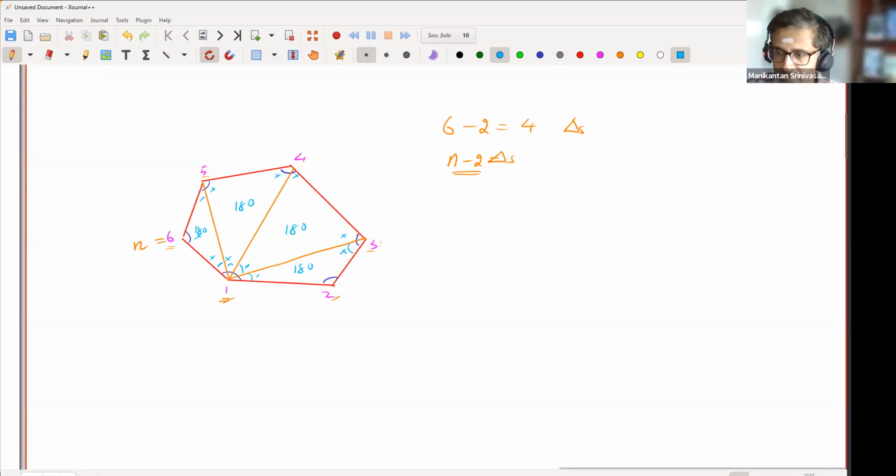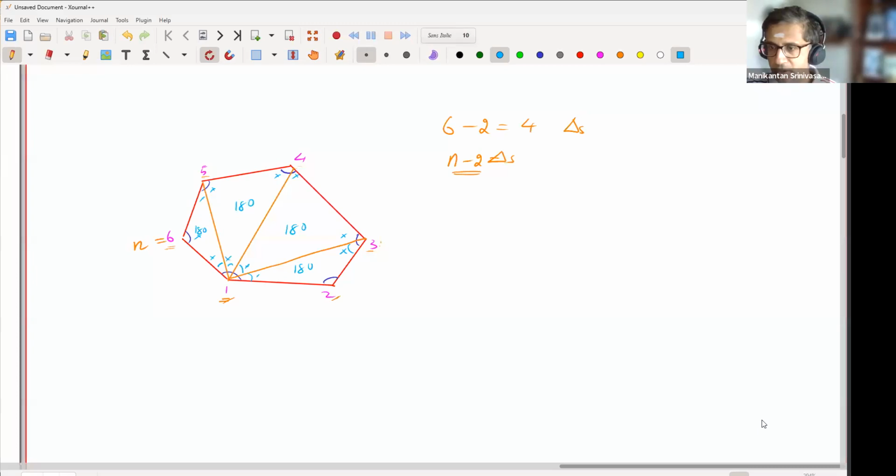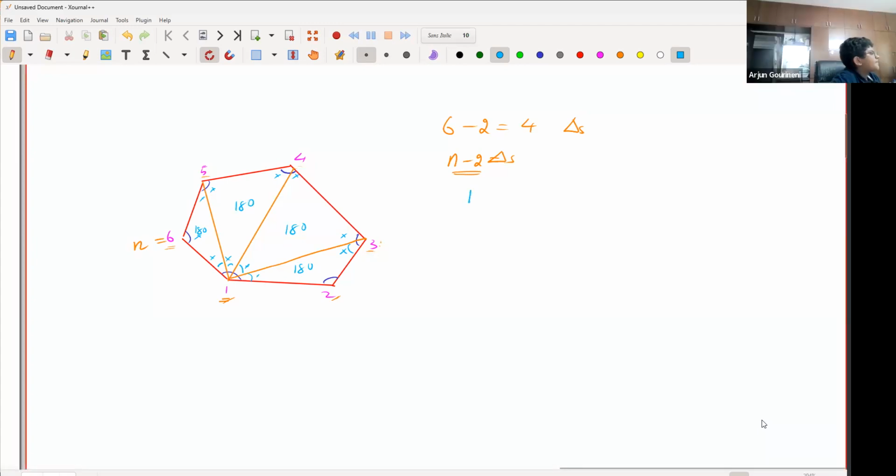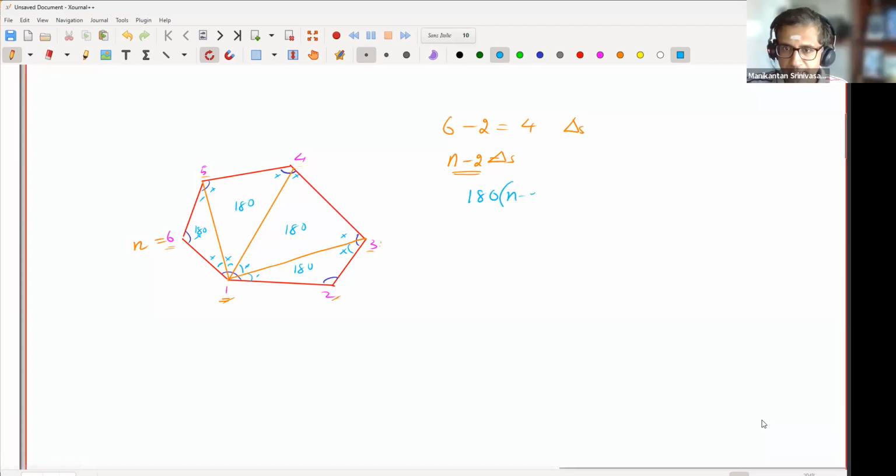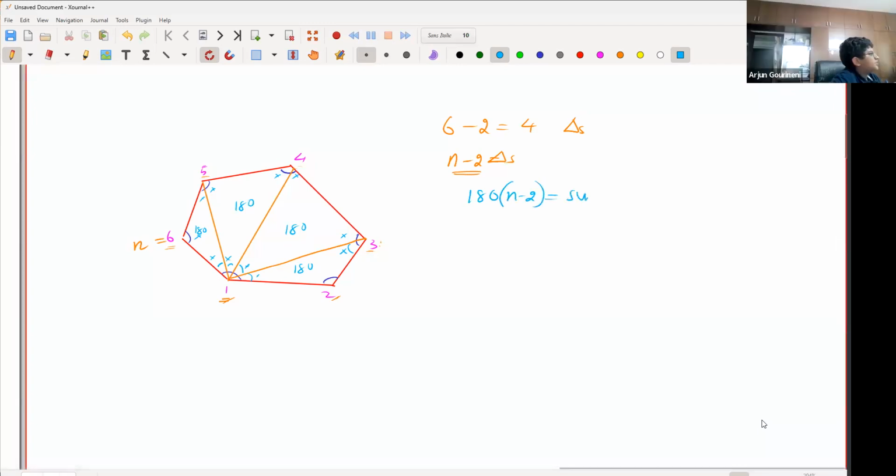Does it make sense? Yeah, Arjun, you're with me as well, right? Arjun, are you paying attention here? Are you able to hear me, Arjun? Yes. Oh, okay, cool. You're watching somewhere there, but you're paying attention here. Maybe your monitor is that side. Okay, cool. So you're with me, right? N minus 2 triangles, Arjun. Yes. And therefore, 180 times n minus 2 is the sum of all the interior angles. Yes. Okay, fine.